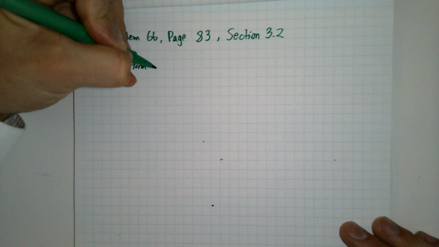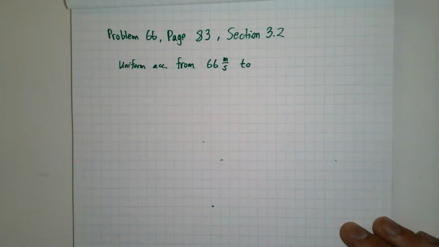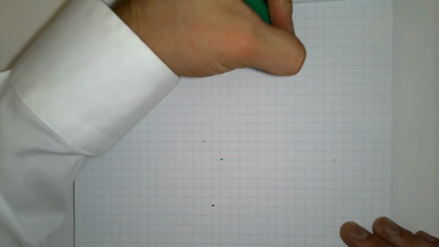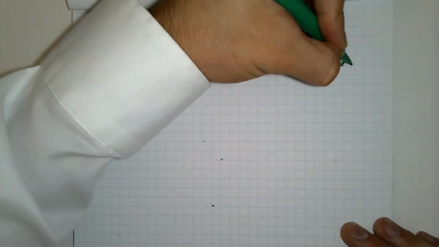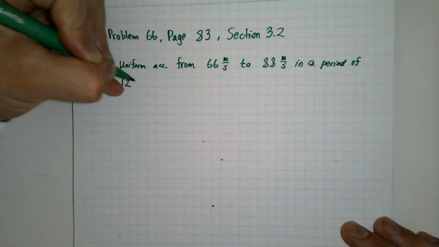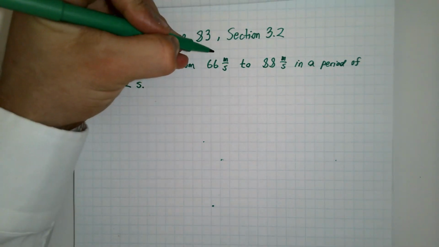from one velocity to another velocity, from 66 meters per second to 88 meters per second in a period of 12 seconds. Now, a problem includes direction for us. We see that it goes from 66 meters per second to the north.